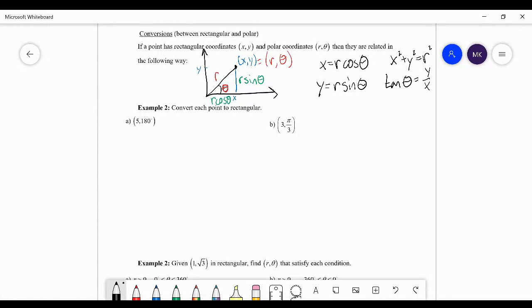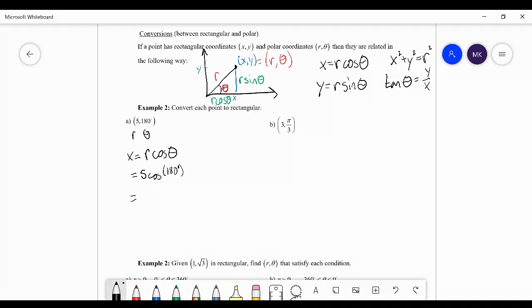Okay, so what I want to do is a couple examples where we're going to convert these points from polar coordinates to rectangular coordinates. The first thing to do is to identify what your r is and what your theta is. So this problem here, that's our r, that's our theta, nice and easy. So our x is going to be r cosine theta, which is just 5 times cosine of 180 degrees.